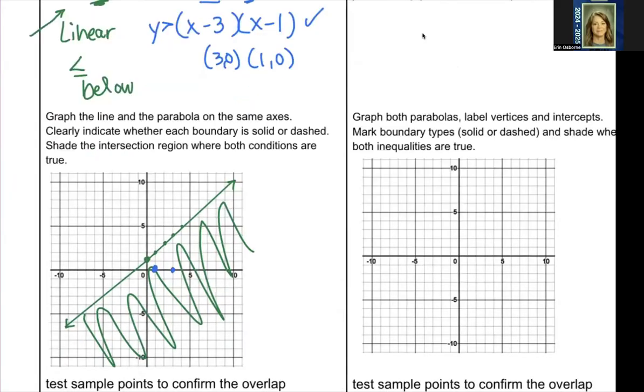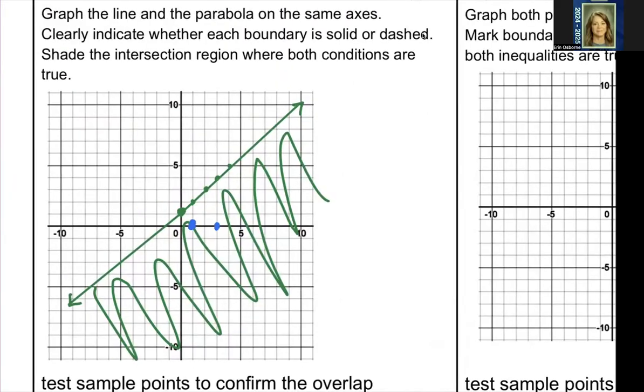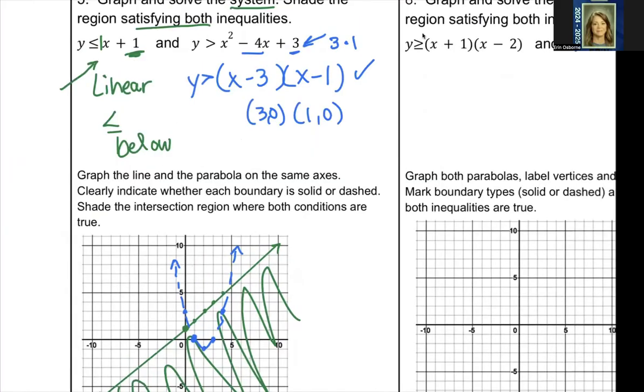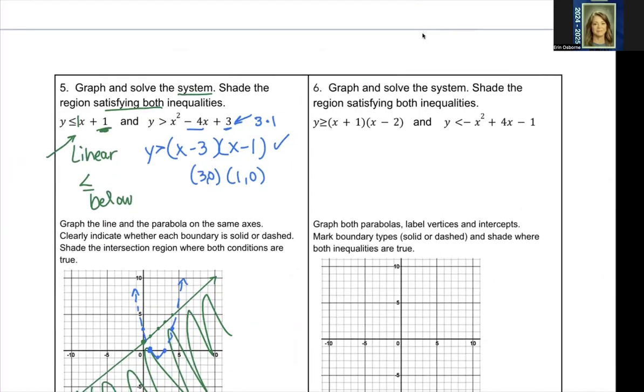This is the parent shape, and it's upright, so we know the vertex has to be 1, 1 away. If you want to go ahead and plot your (2, 4) points. And this is the first time we're seeing a dashed parabola because there is no equal to bar. And last, where do we shade? It says greater than the parabola, so I need to shade above the parabola.